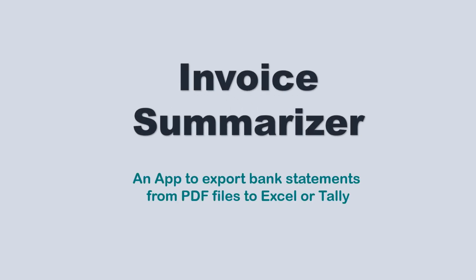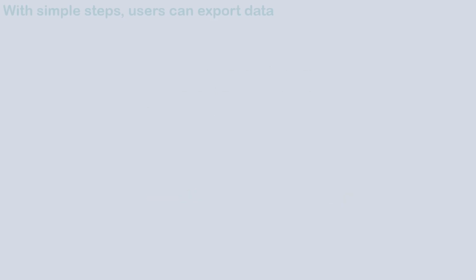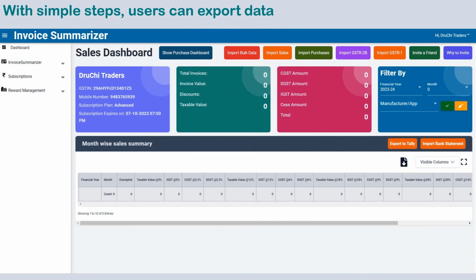Invoice Summarizer, an app to export bank statements from PDF files to Excel or Tally. With simple steps, users can export data. For this, first, the user needs to create a bank account.